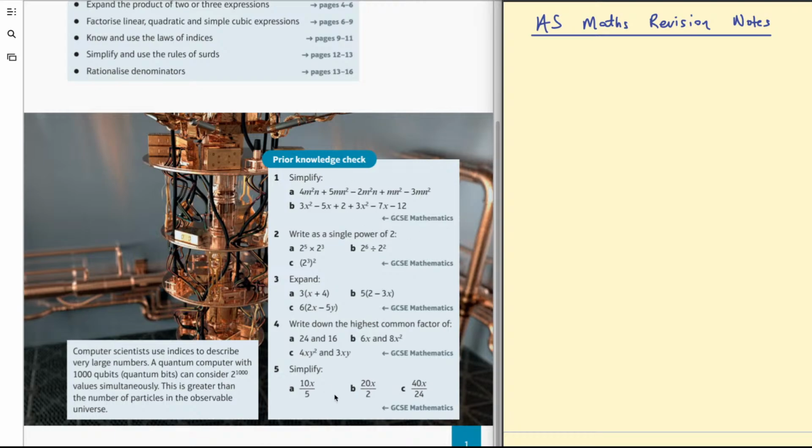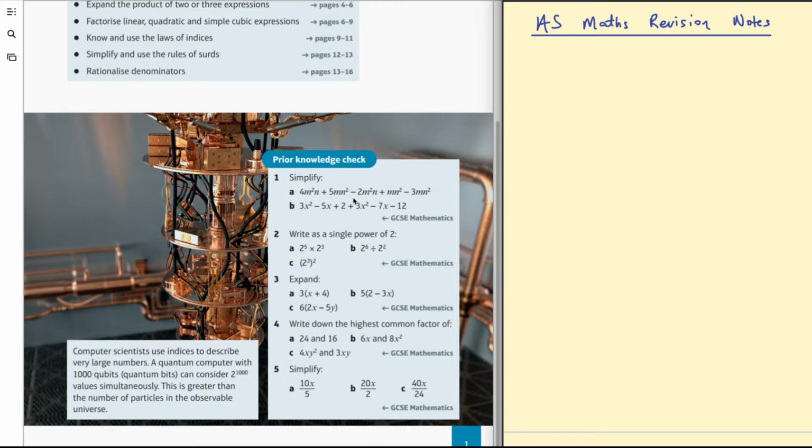But anyways, it has a couple of exercises here that you should know how to do from GCSEs. Things like simplify 4m squared n plus 5m n squared, take 2m squared n plus m n squared, take 3m n squared. So that's just trying to help you recognize which are the like terms here. So 4m squared n, that's a like term with negative 2m squared n.